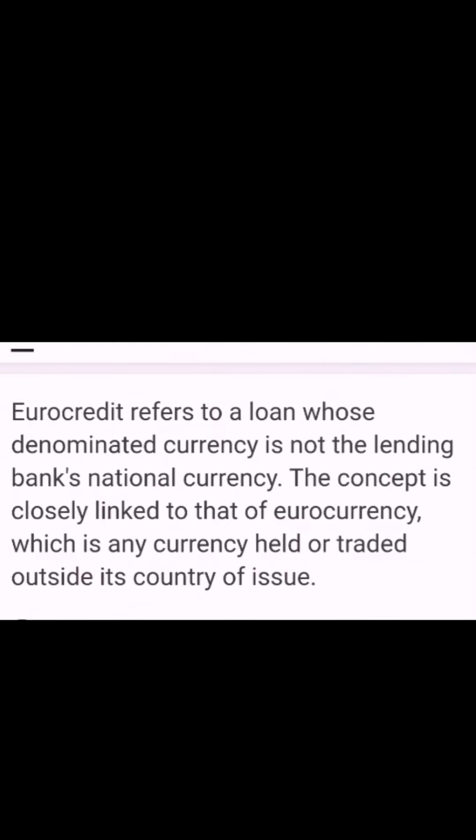Next is Eurocredit. Eurocredit refers to a loan whose denominated currency is not the lending bank's national currency. The concept is closely linked to that of Eurocurrency, which is any currency held or traded outside its country of issue.